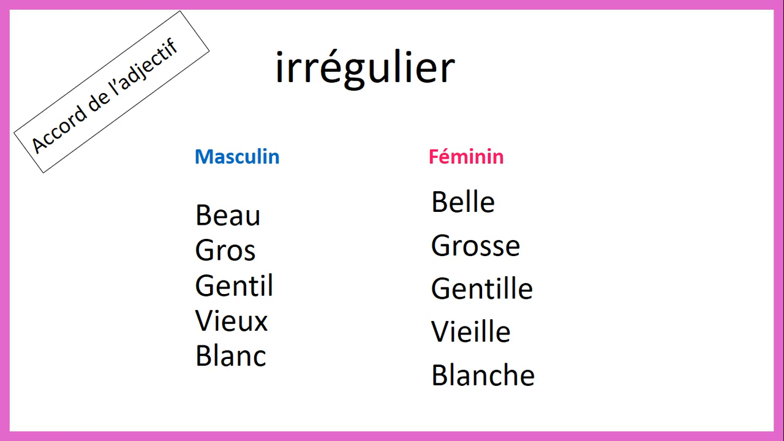Beau, belle, beautiful. Gros, grosse, big. Gentil, gentille, kind. Vieux, vieille, old. Blanc, blanche, white. As you see, most of them have a different writing and a different pronunciation, except for gentil, which has the same pronunciation.